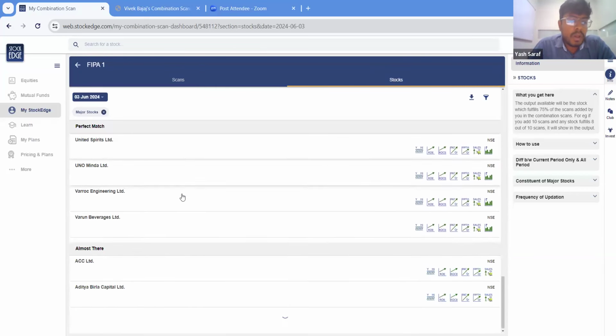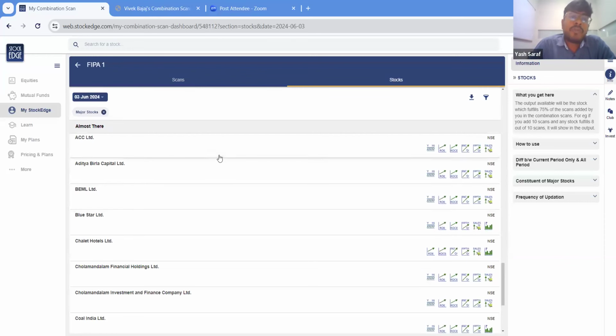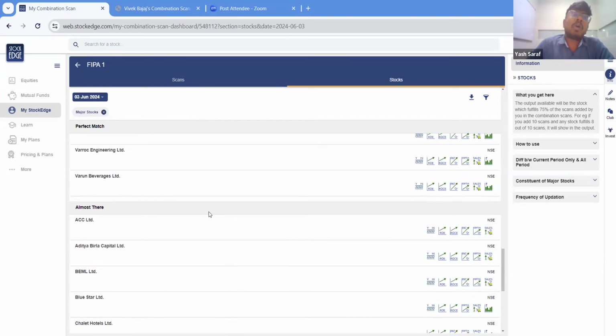But there are some stocks which are not fulfilling all the 7 criteria, but they are very strong with respect to other criteria. So we have created an almost there section, in which any stock fulfilling more than 75% of the scans will appear. For example, if we have added 10 scans, and a stock has qualified for 8 out of 10 scans, that is 80%, so that stock will come into the almost there section. This way you won't miss out on the strong stocks that are also coming in the almost there section.